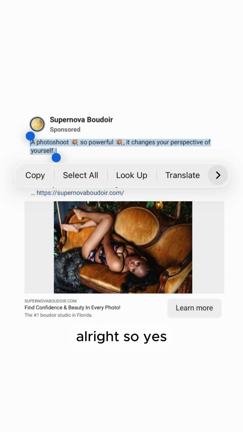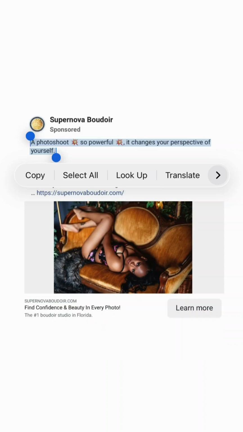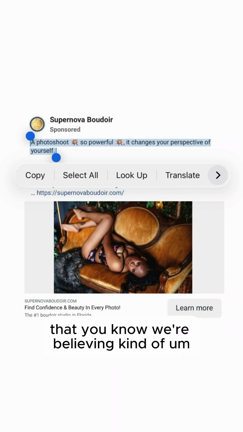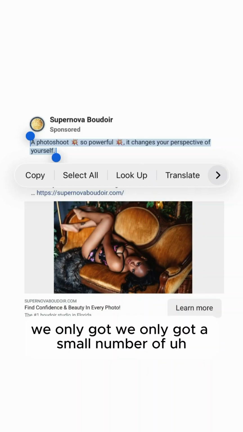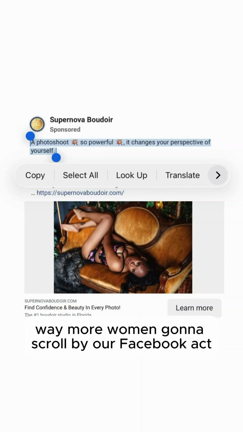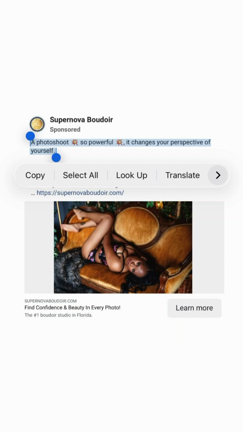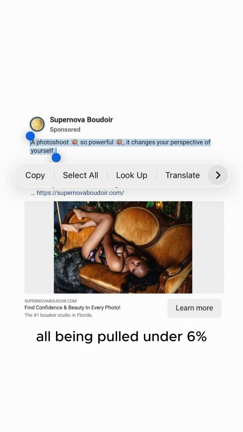All right, so yes, the lack of context mistake. The false belief that caused us to make this mistake is that we're believing that we have enough context here, but it's not. We only got a small number of context points. But now the consequence of this is way more women are going to scroll by our Facebook ad because they don't feel it's for them. And this is all unconscious. They're not actively thinking this. So more women scrolling by, our unique CTR being pulled under 6%, wasting our money.